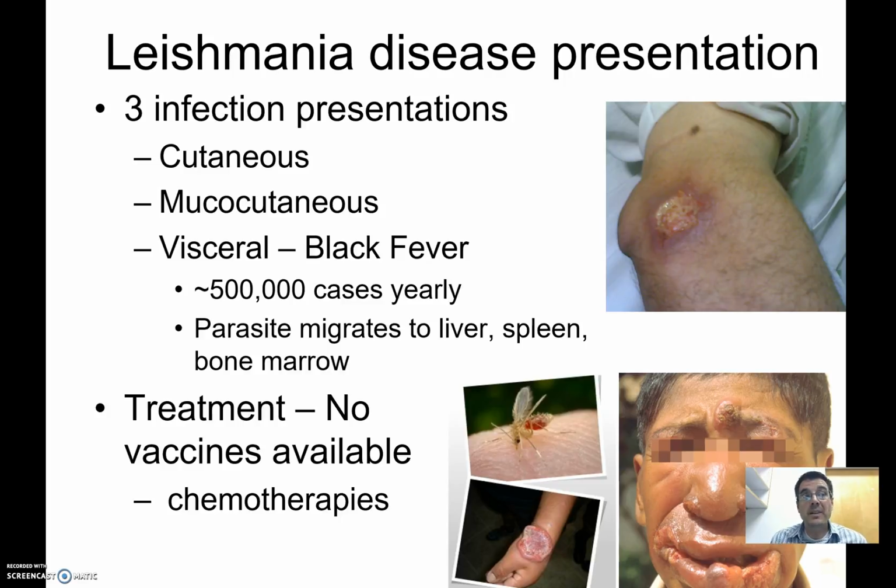There's no vaccine that's available, but there's very good chemotherapy. So the challenge that you face with leishmaniasis is that a lot of these will leave pretty significant scarring as a result. And so the idea, from an epidemiologist standpoint, is you want to be able to prevent infection from even occurring. And vaccines are not an option at this current time frame.